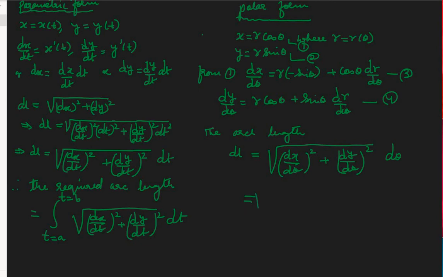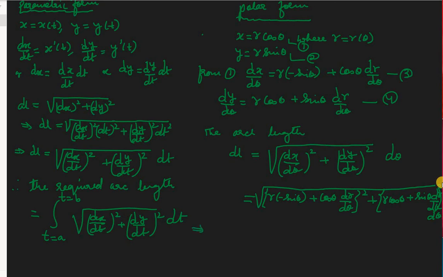So now let us see what will be the arc length in this case. Substitute that one. What is dx d theta from this equation 3? From equation 3, we have it as r into minus sin theta plus cos theta dr d theta, the whole square, plus, what about dy d theta? It is r cos theta plus sin theta dr d theta, the whole thing square, into this d theta which lies outside.